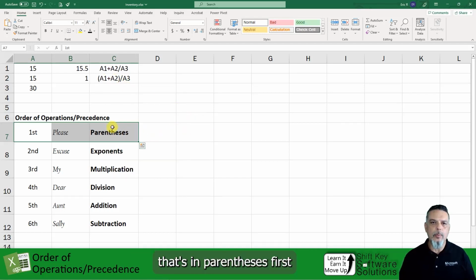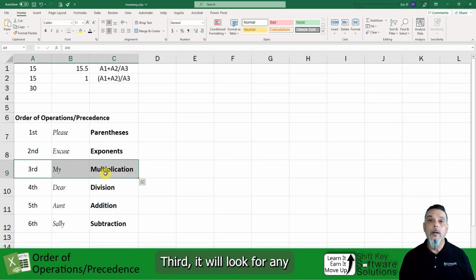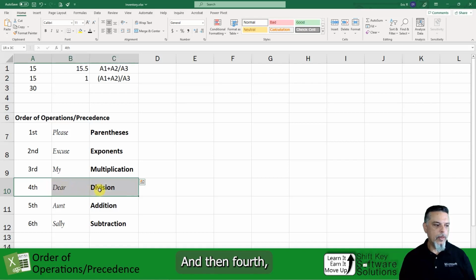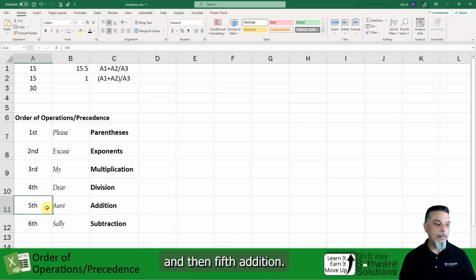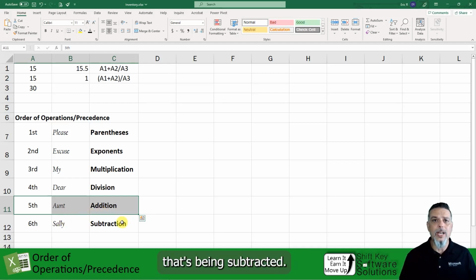look for anything that's in parentheses first, and then calculate what's inside those parentheses. Second, it's going to look for any exponents. Third, it'll look for any multiplication that there may be in the formula. And then fourth, it's going to look for anything that's being divided. And then fifth, addition. And then lastly, it's going to look for anything that's being subtracted.